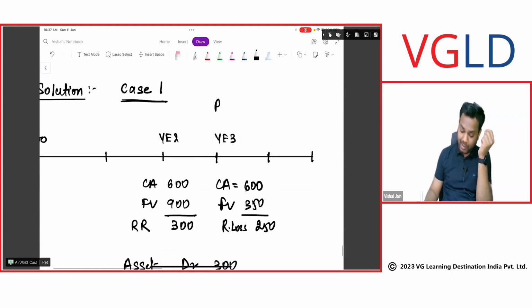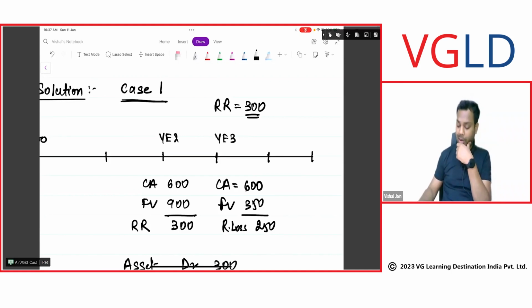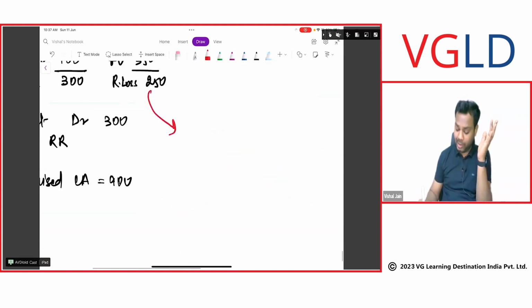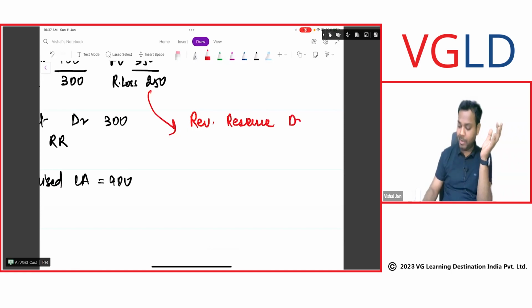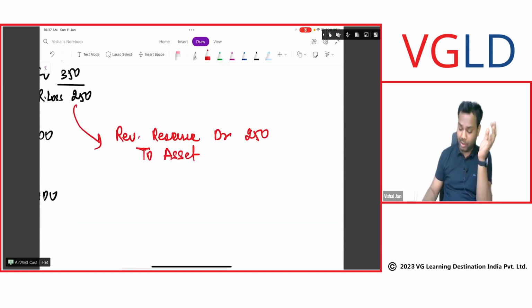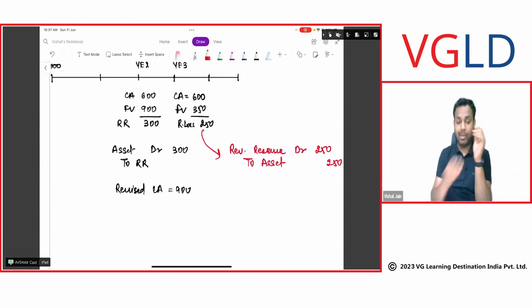Now how much do I have in revaluation reserve? 300. Revaluation reserve has a balance of 300. Right? And I have a revaluation loss of how much? 250. So what is the journal entry here? I will adjust this revaluation loss with the revaluation reserve. So the journal entry will be revaluation reserve account debit to asset. I will reduce the value of the asset and adjust it with the revaluation reserve. How much? 250.